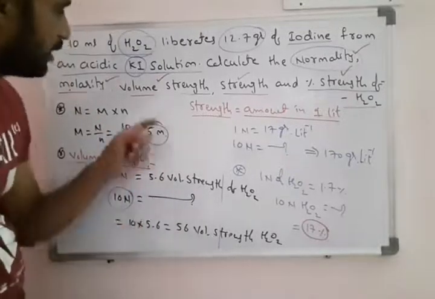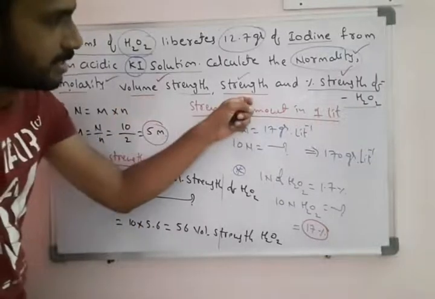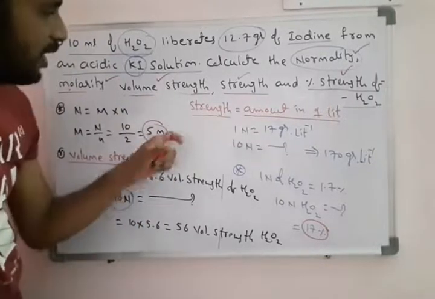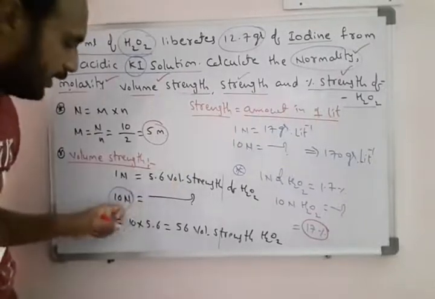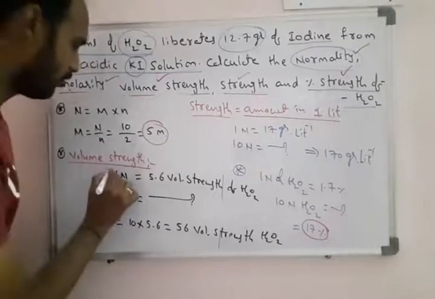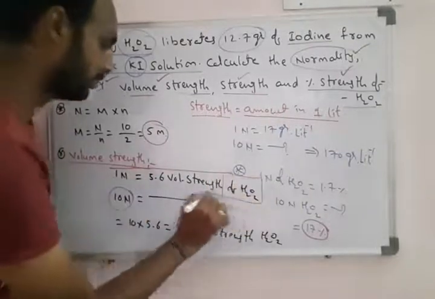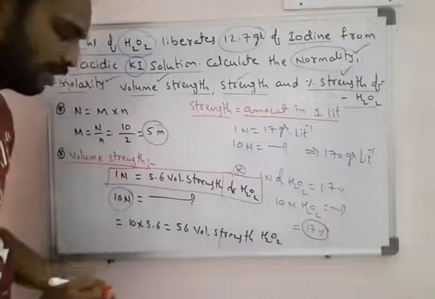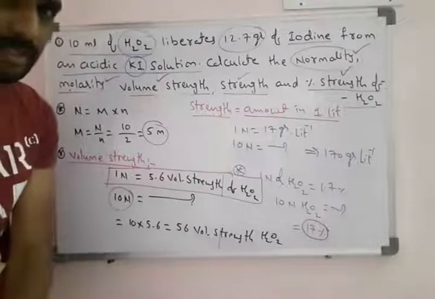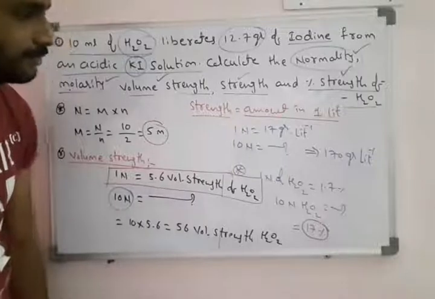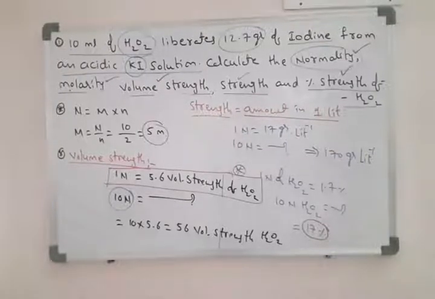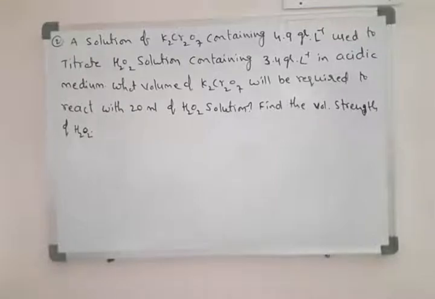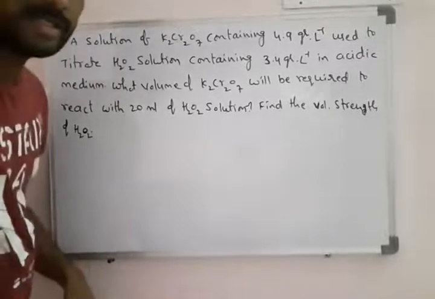Next we need to compare what is volume strength, what is strength, what is percentage strength. So here we calculated all this with the help of normality. This is the basic formula we need to remember generally in hydrogen peroxide volume strength problems. Okay, take it down. Okay, see the next one.